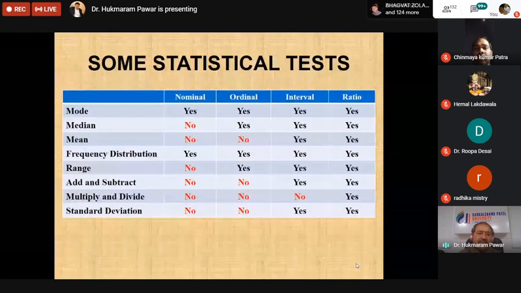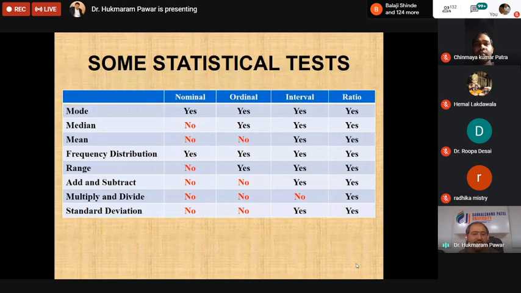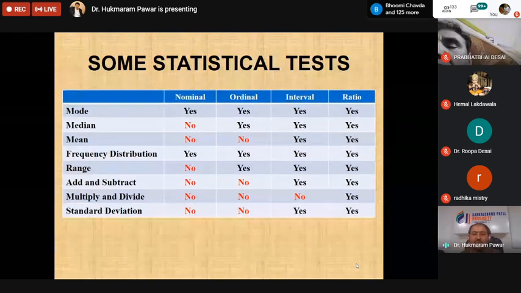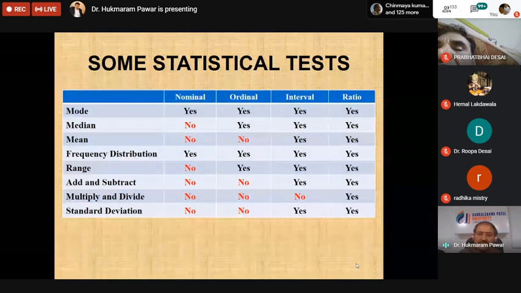If nominal kind of data, you can calculate only mode, or frequency distribution. If ordinal kind of data, you can calculate mode, median, frequency distribution and range. If interval kind of data, and if ratio kind of data, you can say yes to all of them. So we say that ratio is more powerful than the others, and in my first diagram, in the first one or two slides, I showed you which one is more powerful. Nominal is least powerful and ratio is most powerful.